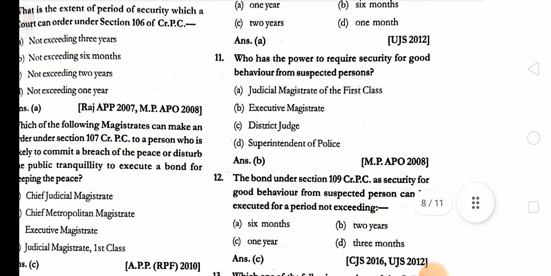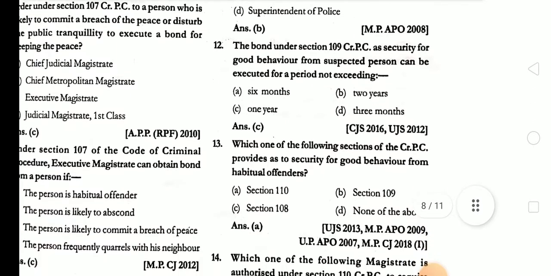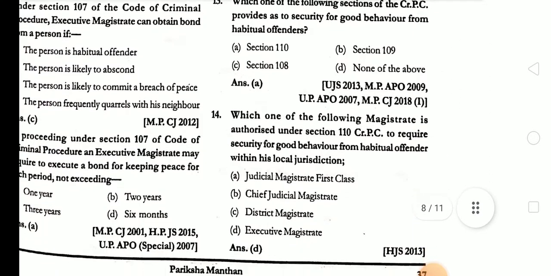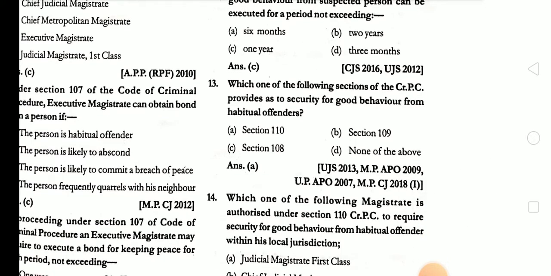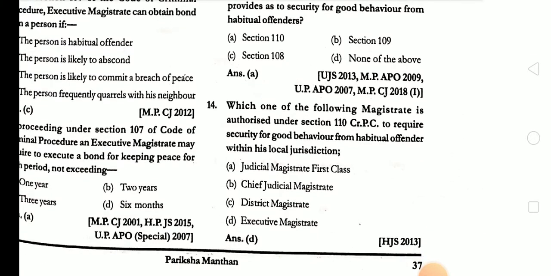Next question: who has the power to require security for good behavior from suspected persons? Executive magistrate. Next question: the bond under section 109 CRPC as security for good behavior from suspected person can be executed for a period not exceeding 1 year. Which of the following sections of CRPC provide as to the security for good behavior from habitual offenders? And this is provided under section 110, and this is provided for 3 years. Which of the following magistrates is authorized under section 110 CRPC to require security for good behavior from habitual offender within his jurisdiction? Answer is executive magistrate.